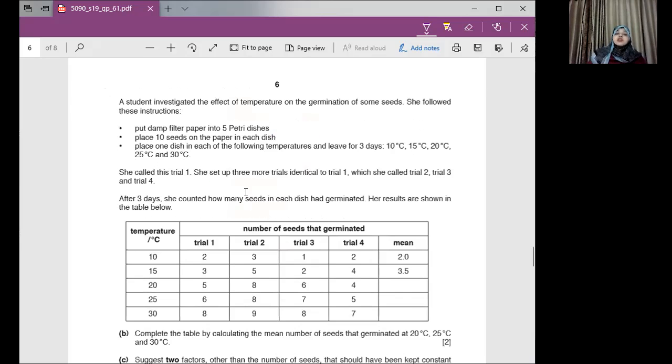A student investigated the effect of temperature on the germination of some seeds. She followed these instructions. Put damp filter paper into 5 petri dishes. Place 10 seeds on the paper in each dish. Place one dish in each of the following temperatures and leave for 3 days: 10, 15, 20, 25, 30 degrees Celsius. She called this trial 1.